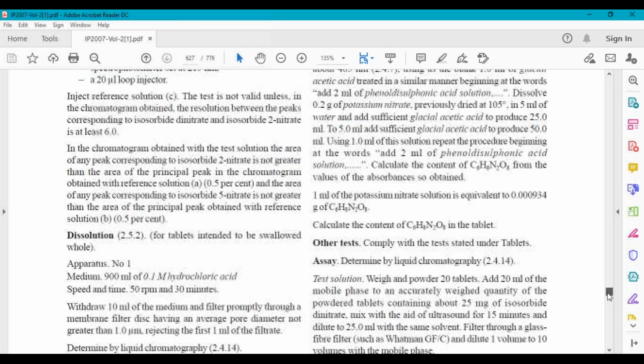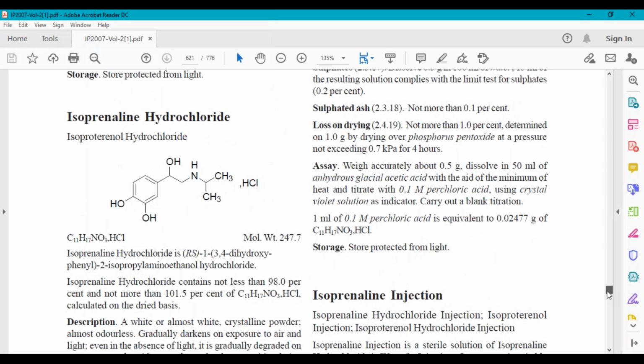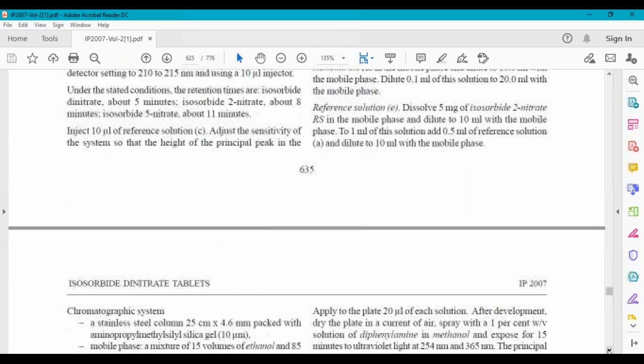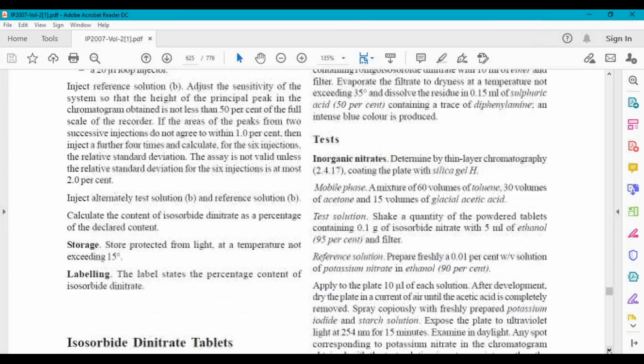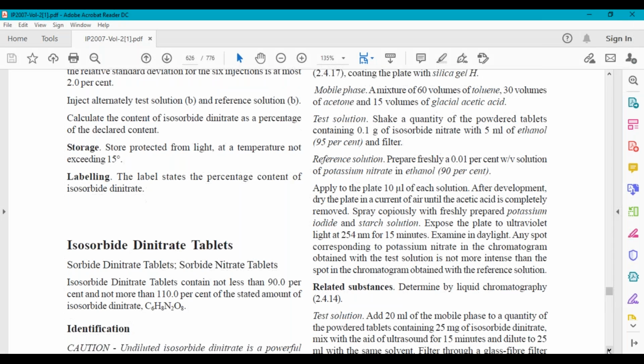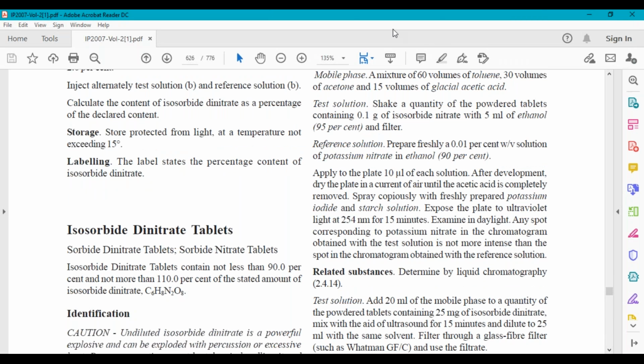Like you all must have learned about the limit test, those are also mentioned in this pharmacopoeia. Okay, so I'll stop sharing this and we will go to the next one.